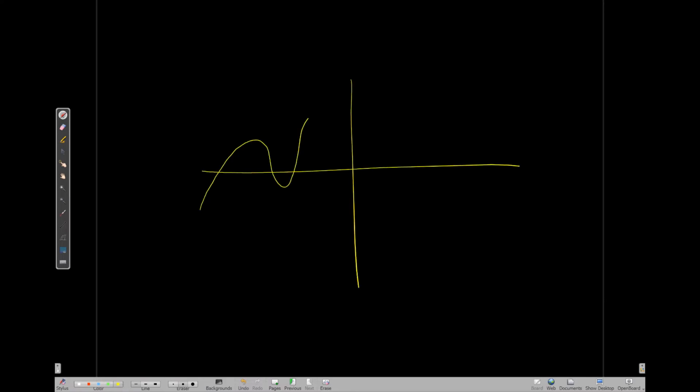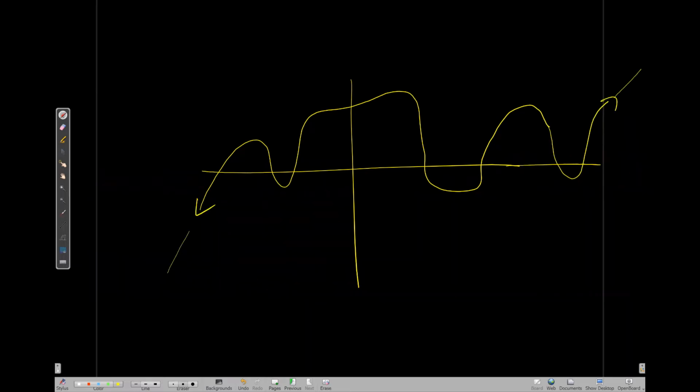Now, before that, one more thing. Let me draw something like that. 2 arrows. That means it's going to infinity like that. So, how many x-intercepts? Right here, right here, right here, right here, right here, right here. A lot, right? Now, look at those intercepts.